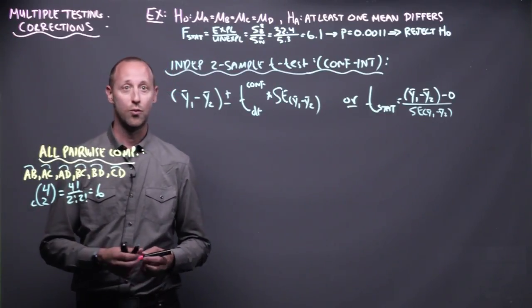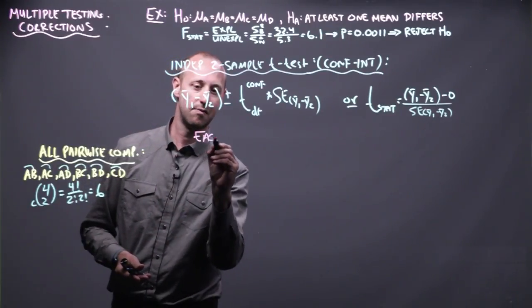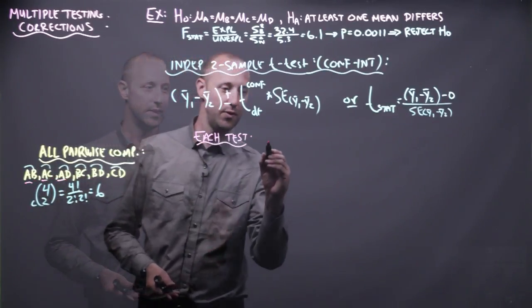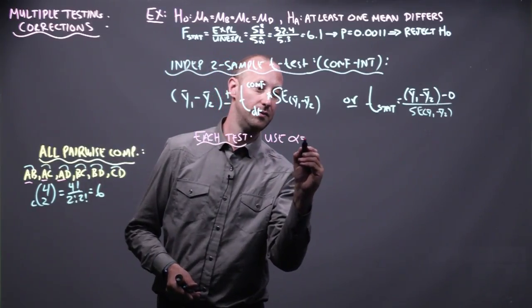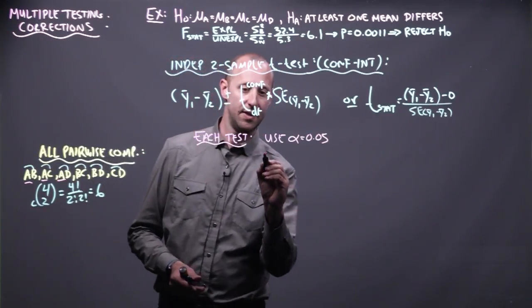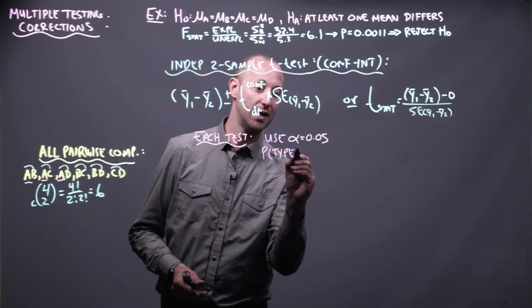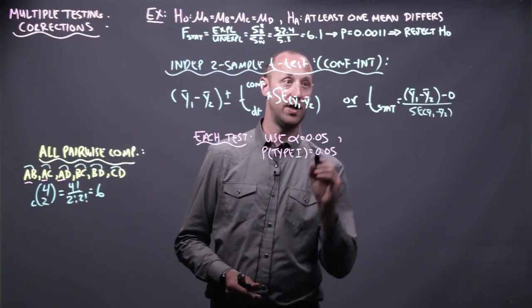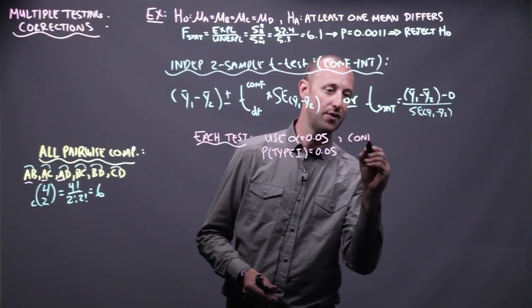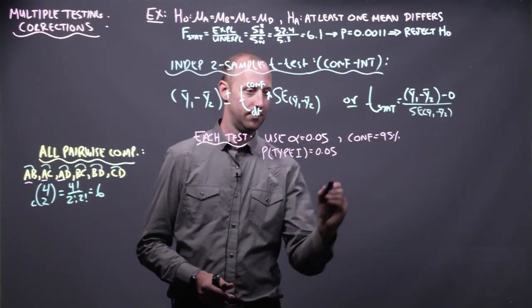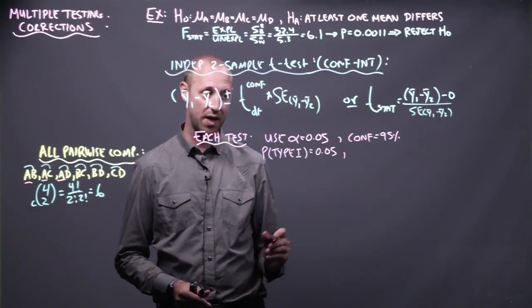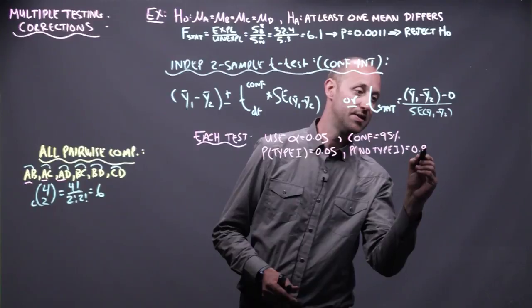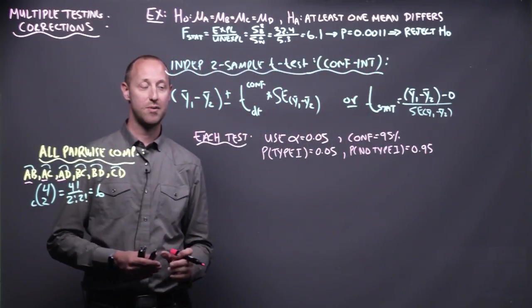Let's start by thinking about what happens with each test. For each of these individual comparisons that we're going to do, if we use an alpha of 0.05, or 5%, then essentially what we're saying is the probability of making a type 1 error on each test is 5%. Or we can think of it for each confidence interval, we're going to use confidence of 95%. Again, if each of these tests has a 5% chance of making a type 1 error, the probability of not making a type 1 error on each of the tests is 95%. 5% chance of a type 1 error, 95% chance of not making a type 1 error.